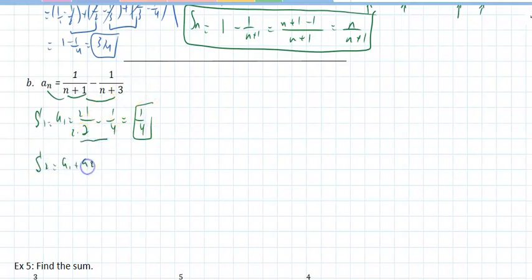That's A sub 1 plus A sub 2. And I notice this is A sub 1. A sub 1 is 1 over 2 minus 1 over 4, plus A sub 2. A sub 2 is, put a 2 there, that's 1 over 3 minus 1 over 5, and this is always 2 more. So I notice that's a lot of terms. That's okay.